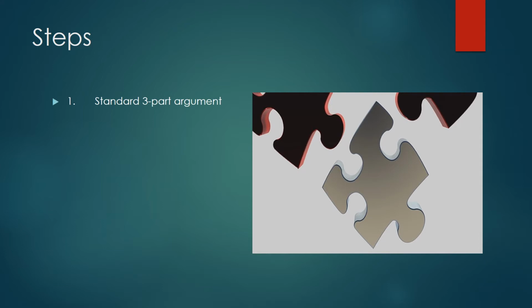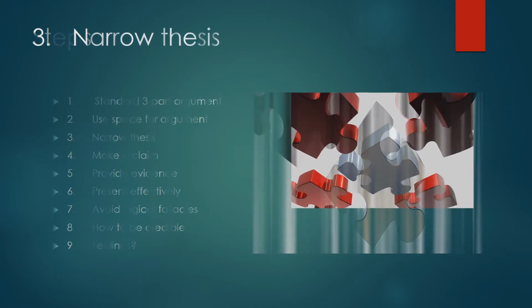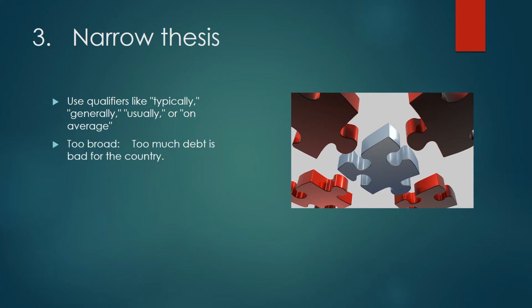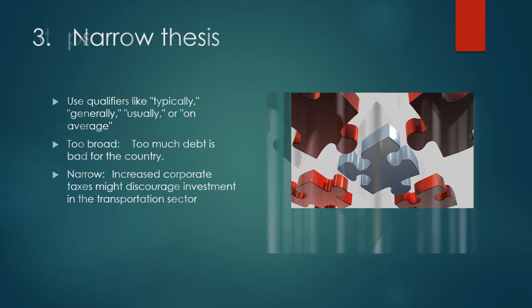We can now look at step number 3. A good thesis is a narrow thesis, and it uses qualifiers like typically, generally, usually, or on average. Too broad a thesis is, for example, too much debt is bad for the country. A better thesis is increased corporate taxes might discourage investment in the transportation sector.